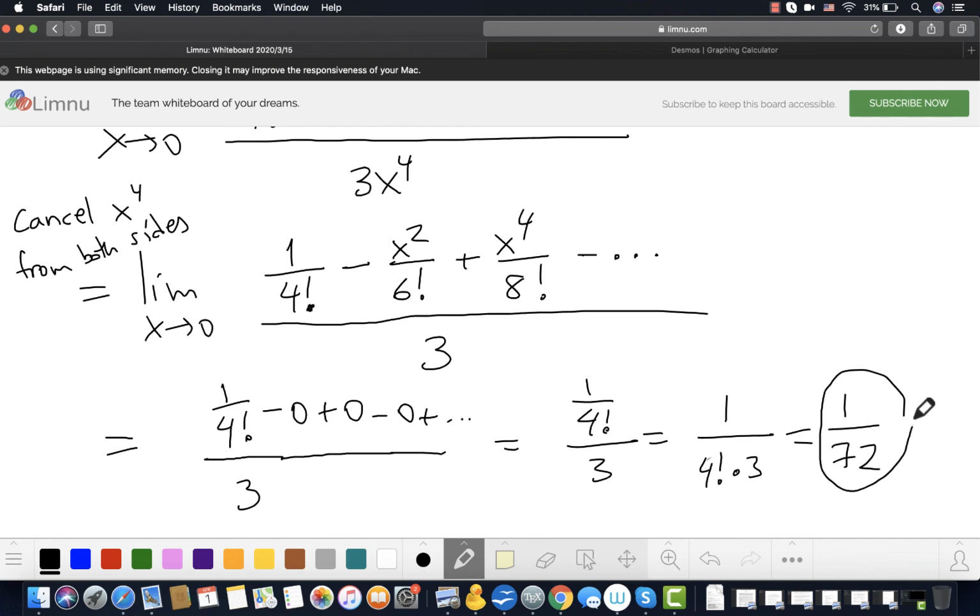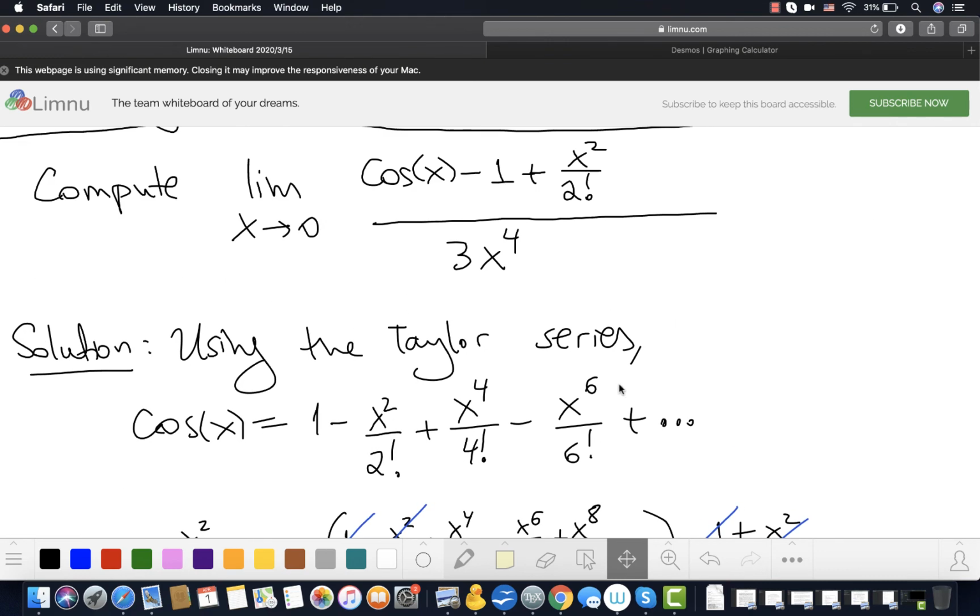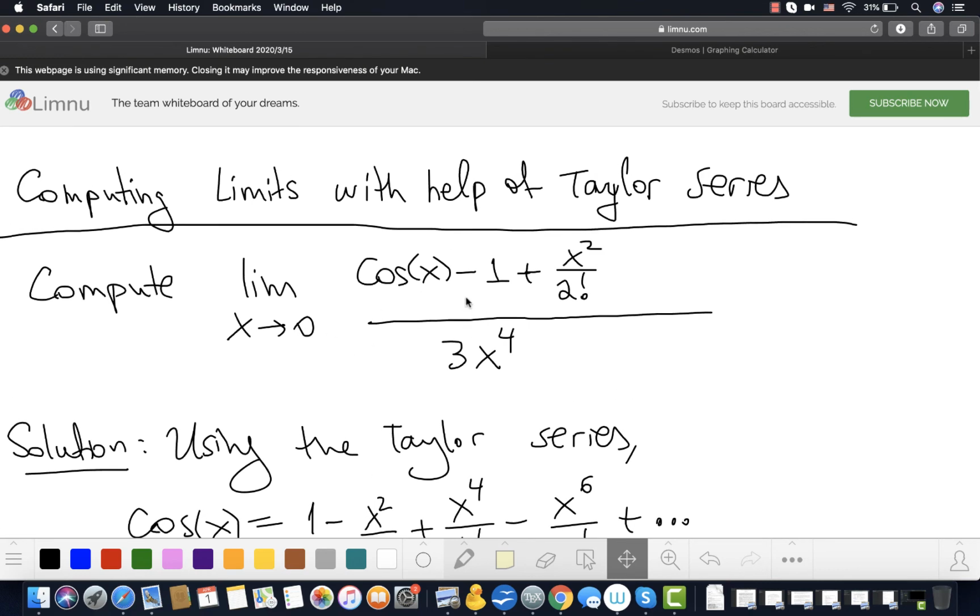And that's the answer. I guess I should have said this earlier, but in this problem you can't just plug in x equals 0, because you will just get 0 over 0. If you plug in x equals 0, you're going to get 0 in the denominator for sure. And in the numerator, you're going to get cosine 0 minus 1 plus 0. Cosine 0 is 1, so 1 minus 1 is 0, plus 0. So if you plugged in x equals 0, you'd get 0 over 0.